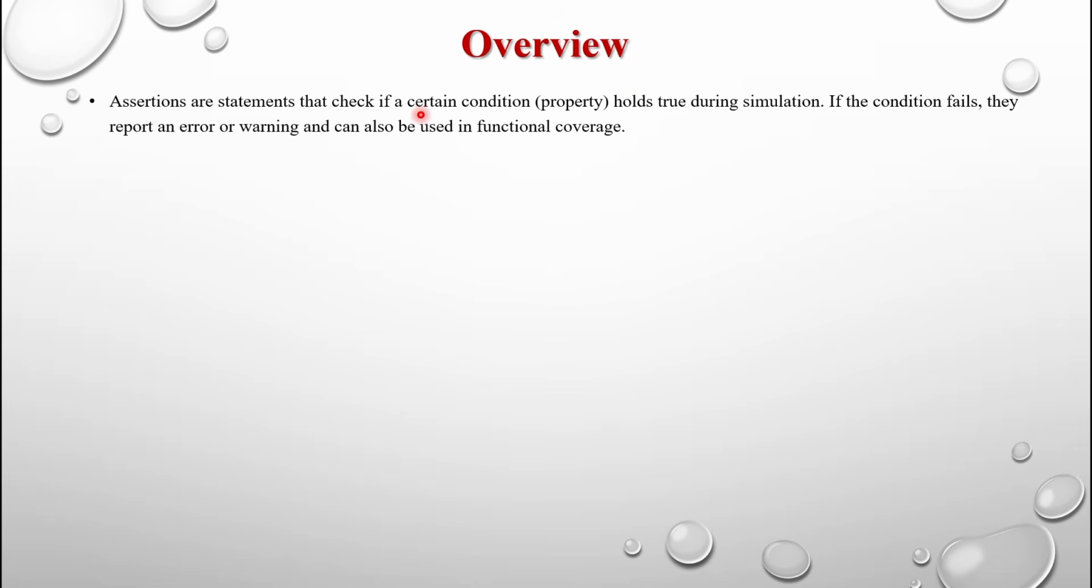Assertions are statements that check if a certain condition or property holds true during the simulation. If the condition fails, they report an error or warning and can also be used in functional coverage. So, assertions are statements used to specify the behavior of a system, and they are primarily used to validate the behavior of a design. Okay, and they can also be used in functional coverage.